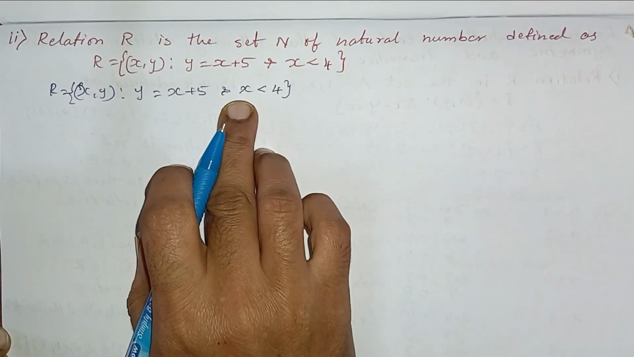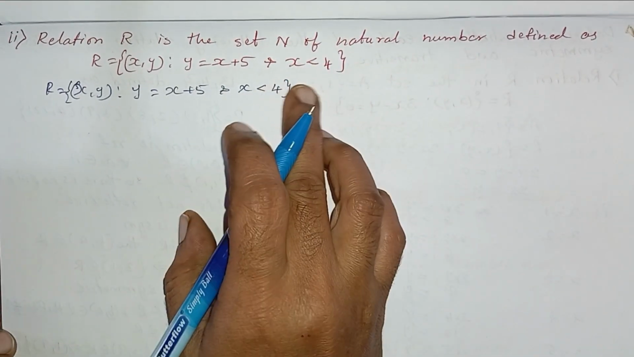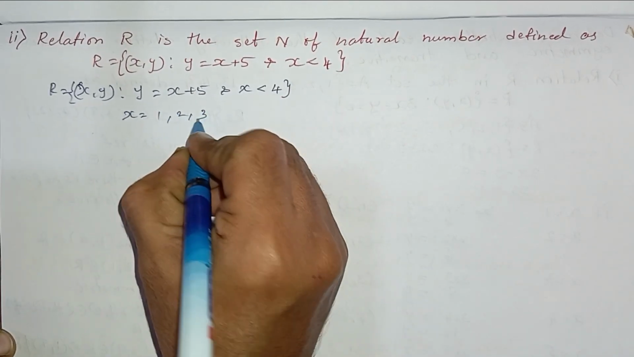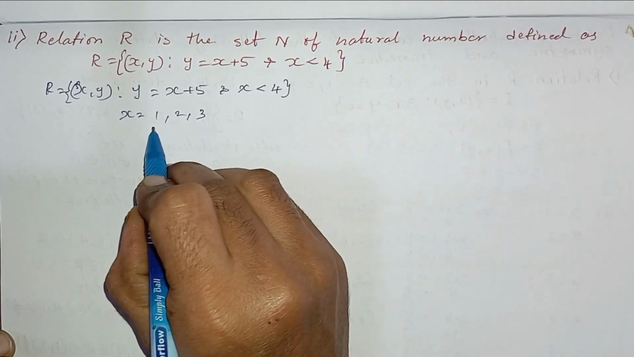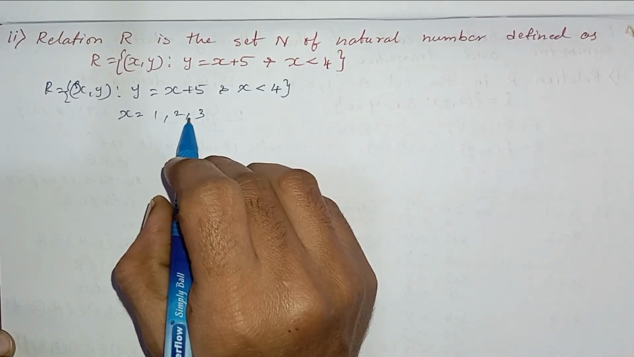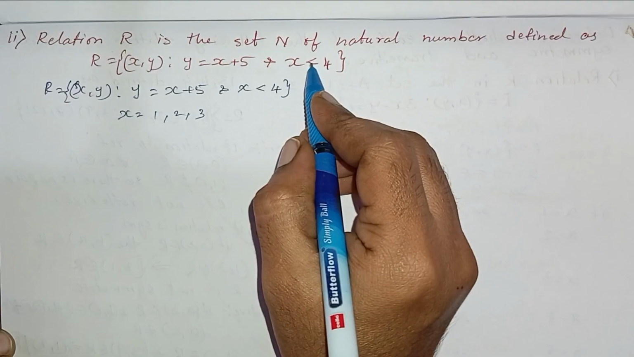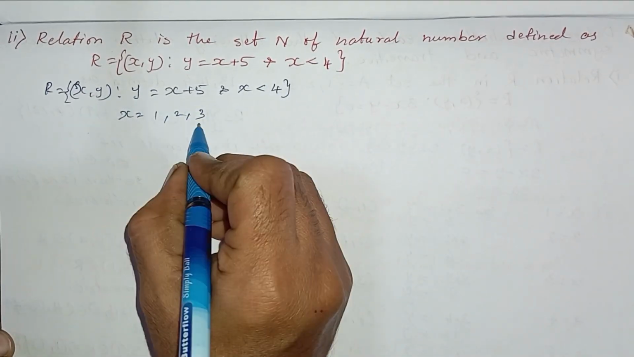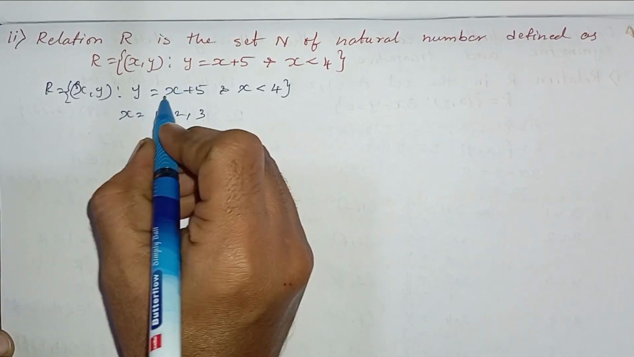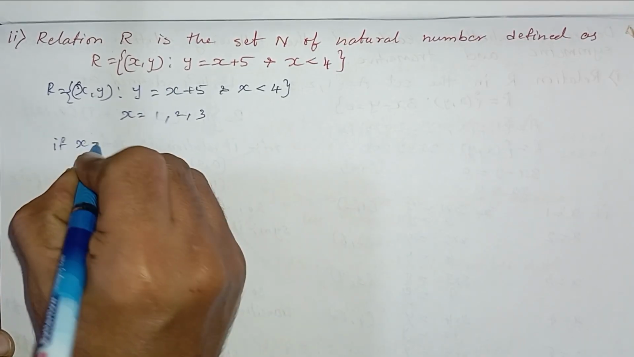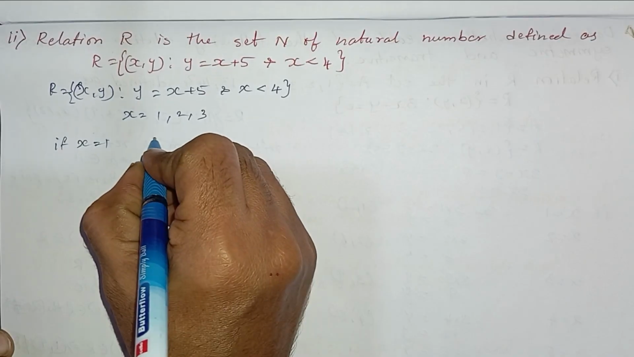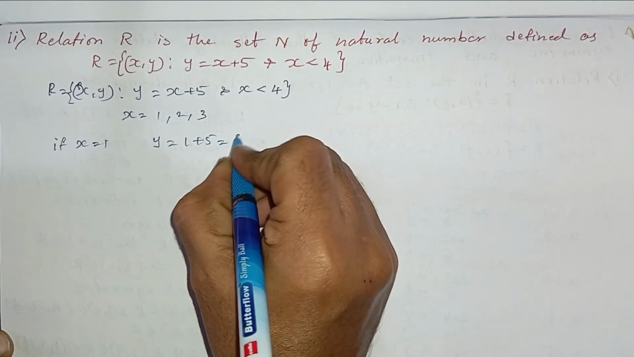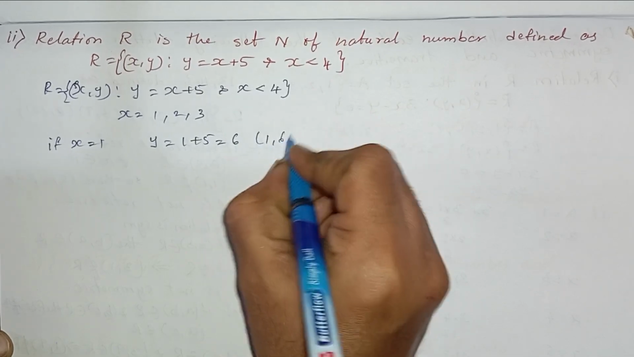So x is less than 4, which means the x value will be 1, 2 and 3, because it is a natural number less than 4. Now we have to find the value of y. If x is 1, then y is 1 plus 5, so we get 6. That is (1, 6).